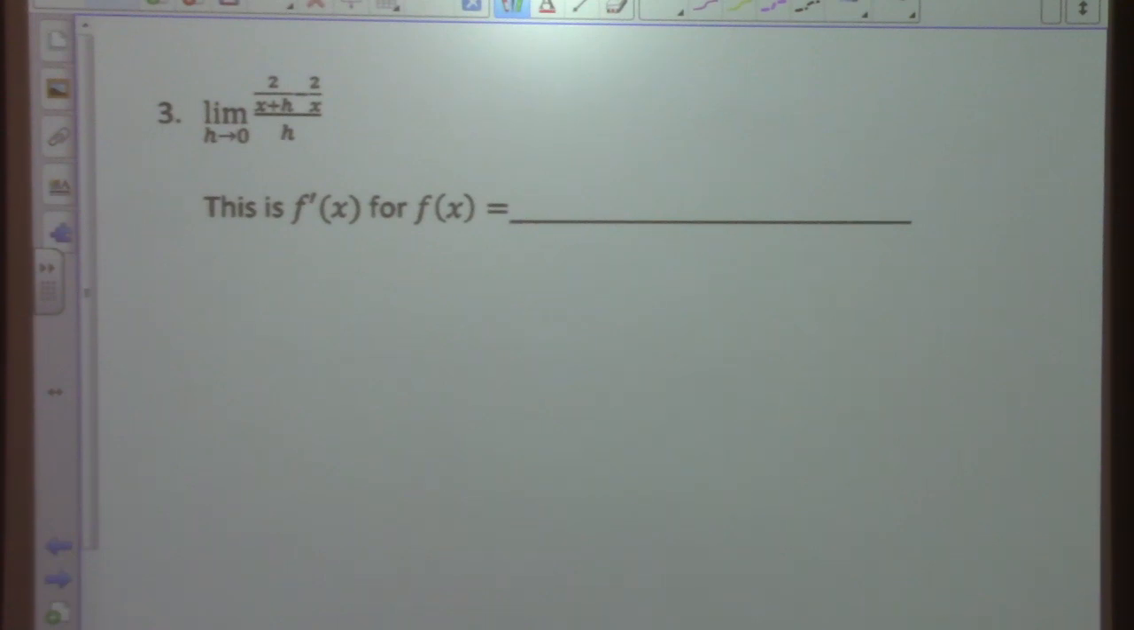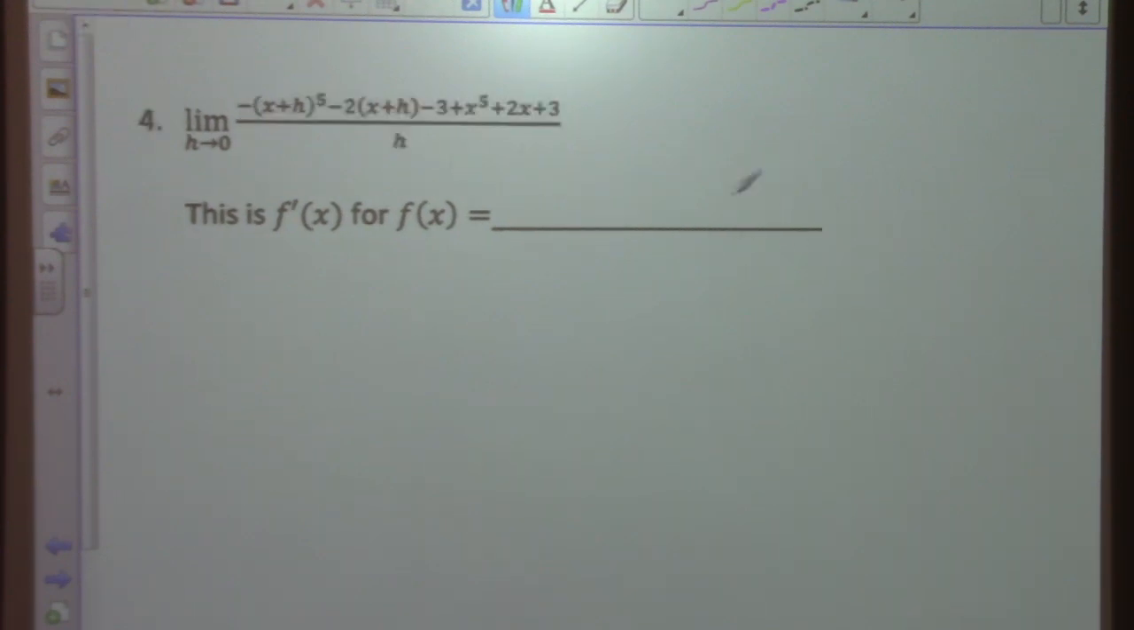So for number 3, would it be 2 over x? Yeah, yep, 2 over x, very good. Or, how could you say this instead? How can you write this instead of 2 over x? It's like 2x to the negative 1. Yeah, that would be it. Good job, Aaron. Good job. Thanks. Good job, Hannah. And actually, that's going to be helpful for what we're going to be doing.